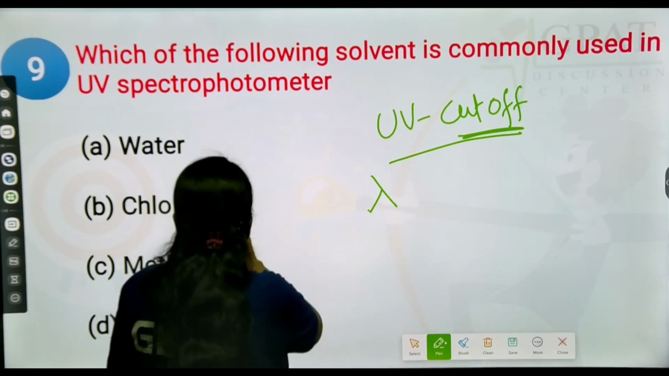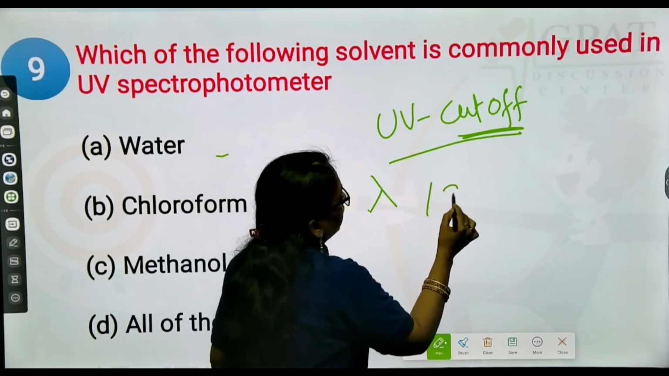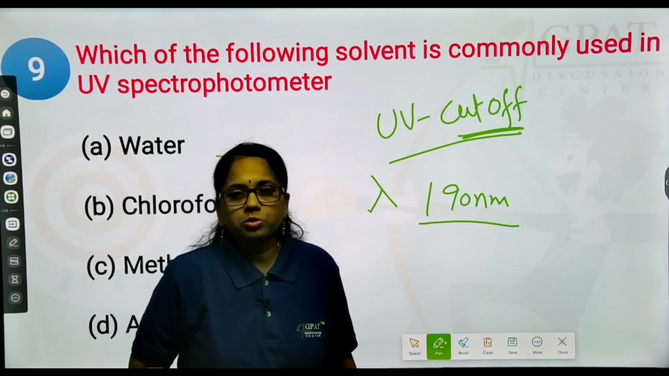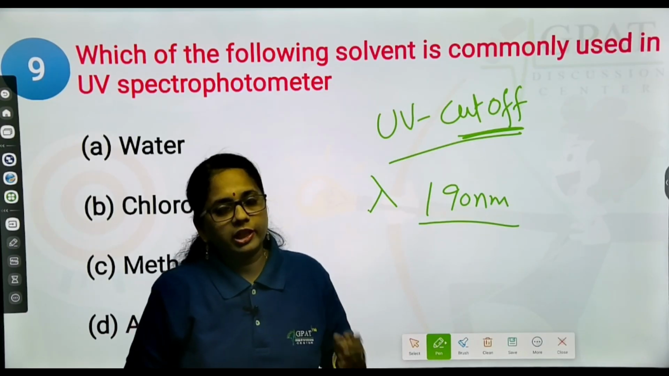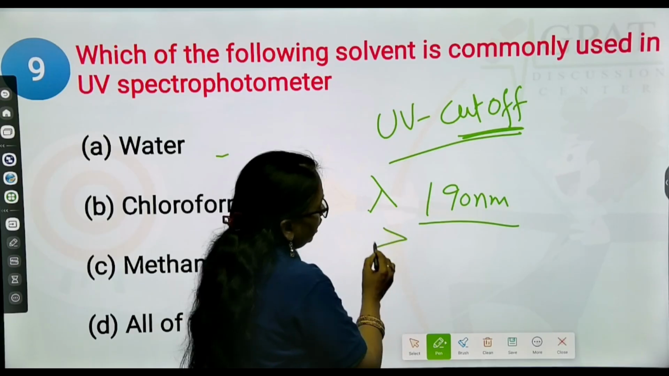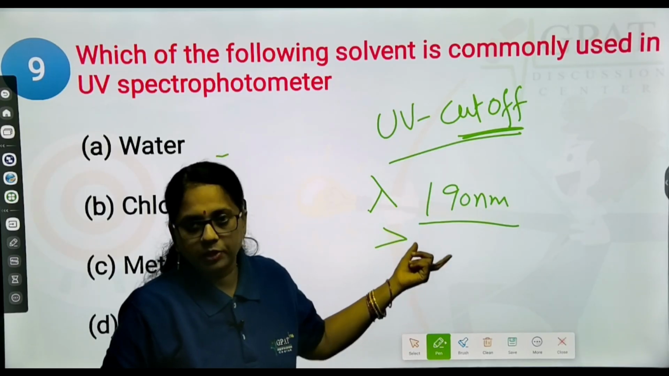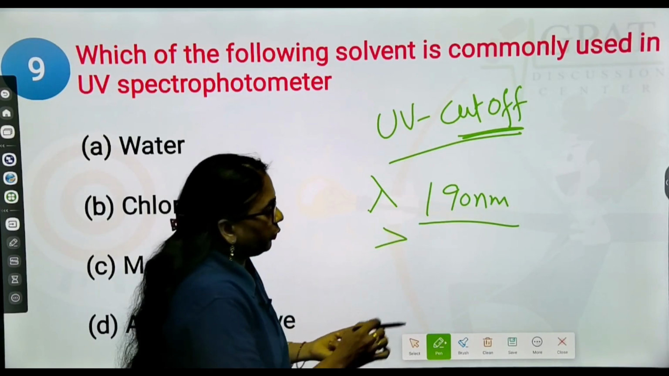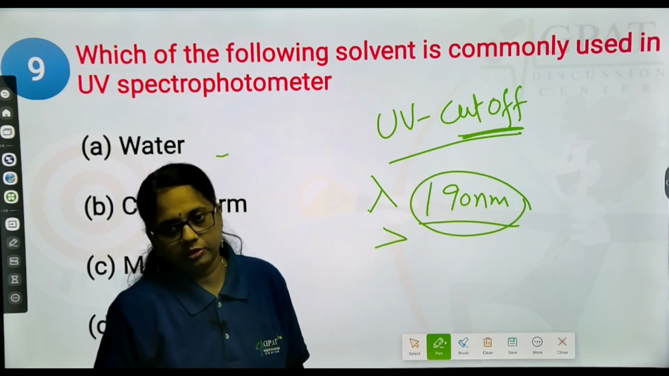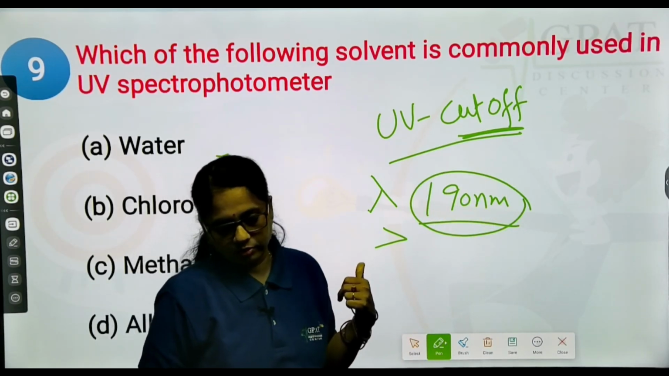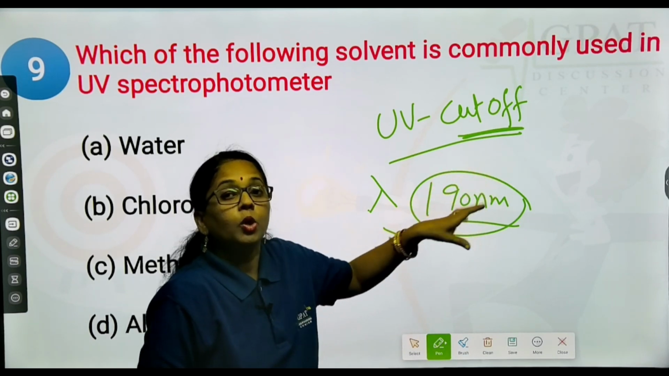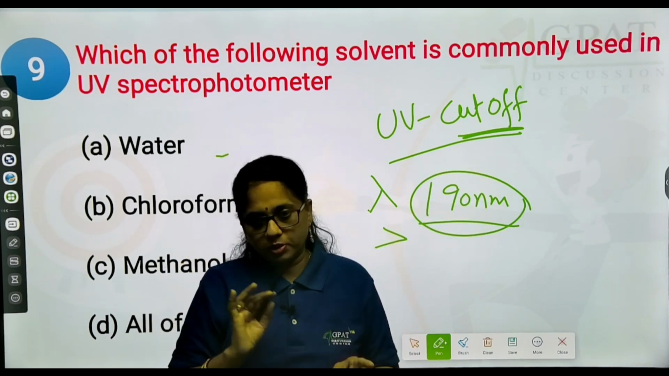Okay, if you are talking about water, the UV cutoff point is 190 nanometers. That means if you use water as the solvent in a particular UV analysis, you have to analyze the analyte only above 190 nanometers. If you are in and around 190, it is not a suitable method. You need to change the solvent again, right? Because at 190 nanometers, water itself gives an absorbance value.